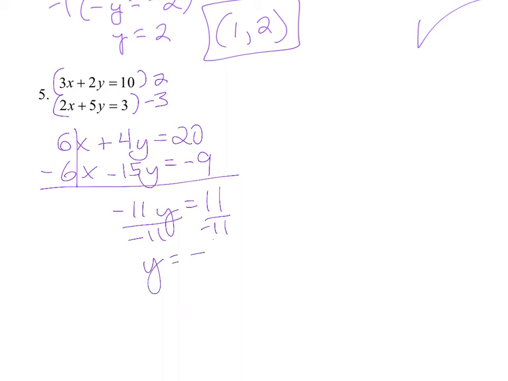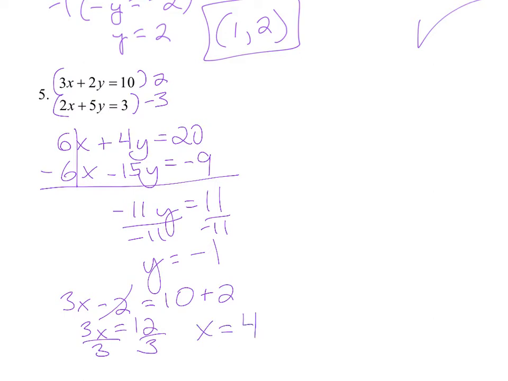Y equals negative 1. Plug that into either one of my equations. I'll do the top. 3x minus 2, that's 2 times negative 1, equals 10. I add the 2. 3x equals 12. I divide by 3. X equals 4. Okay, so my answer is negative 1, 4.